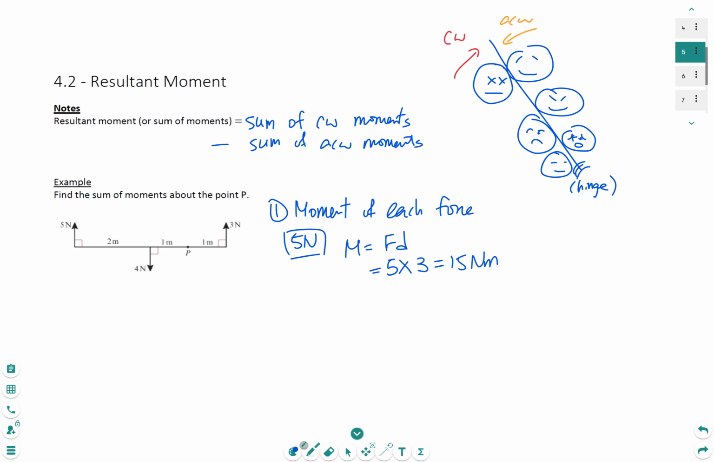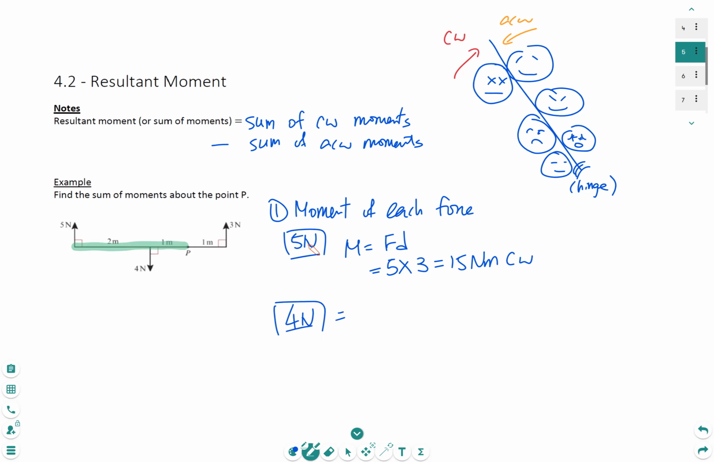Now, where's the direction again? Sorry, where's the distance? The distance is here. So that's your door. When you push it upwards, you can see the direction of the 5 Newton. If you push it that way, or you try to pull it, the door will rotate that way. So that's clockwise, right? So you must put down clockwise. Next one, 4 Newton.